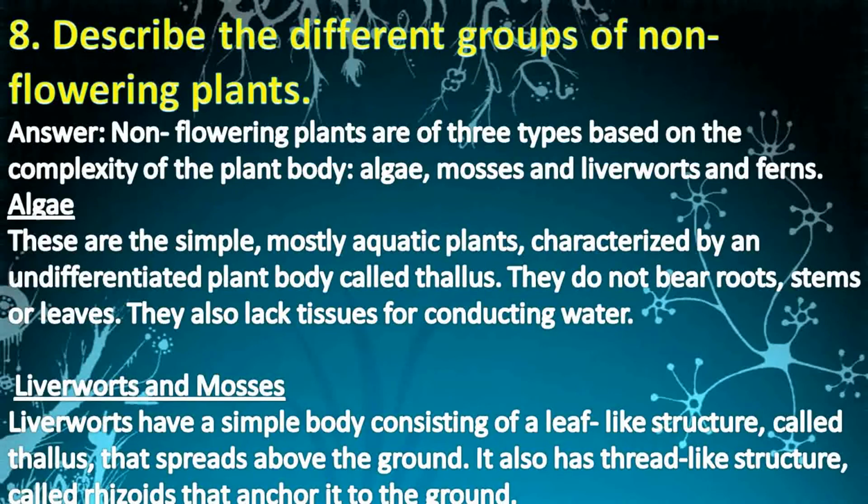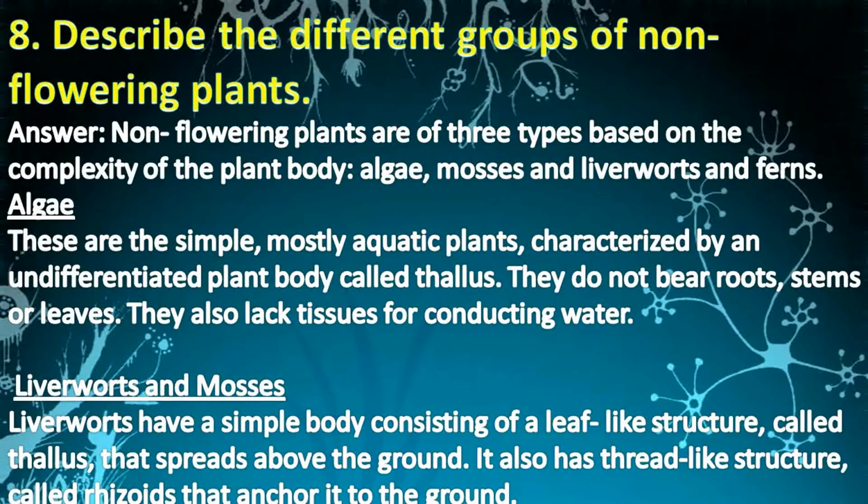Non-flowering plants are of 3 types based on their complexity of the plant body: algae, moss and liverworts, and ferns. Algae. These are the simple, mostly aquatic plants characterized by an undifferentiated plant body called thallus. They do not bear roots, stems, or leaves. They also lack tissues for conducting water.